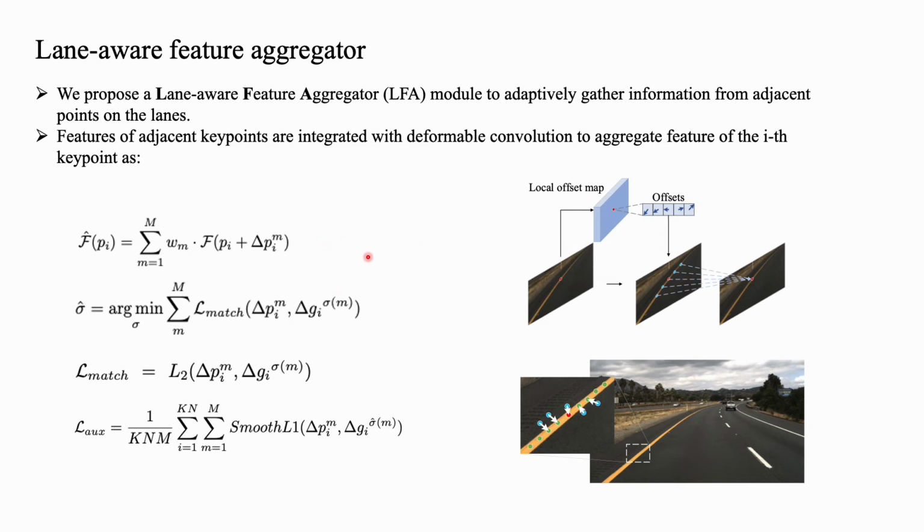Then, a matching needs to be established between the PI and the GI. We search for an assignment with the lowest matching cost. Hungarian algorithm is adopted to efficiently compute the optimal assignment. Smooth L1 loss is then applied to supervise the prediction of adjacent key points.